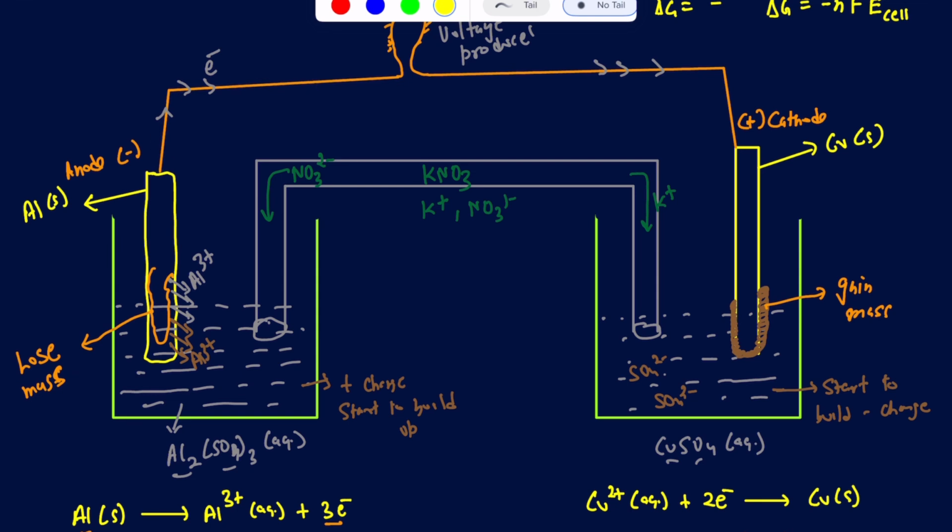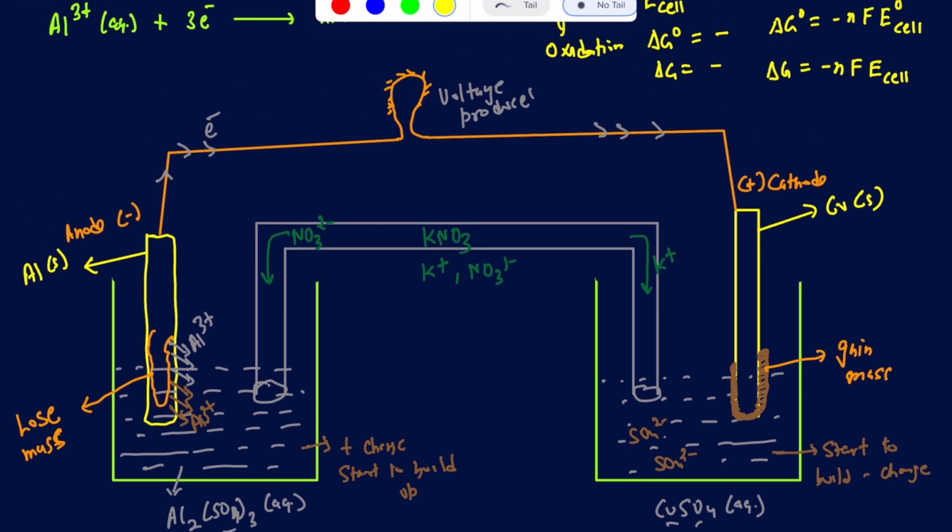The electron travels spontaneously to the other side, and anytime electrons travel spontaneously, there's going to be a production of voltage, which means electrical energy, and that energy you can use to power cell phones or a TV remote or anything like that. And then those electrons have to go somewhere, because you have to complete the circuit. They go to the cathode here.